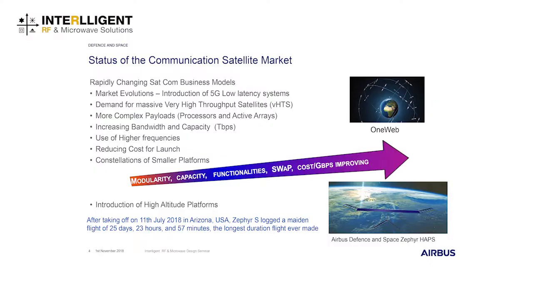But on the other side of things, as people may be aware, we're seeing reducing costs for launch, people like SpaceX producing reusable rockets. And of course, the kind of buzz phrase of the moment, constellations, new space, small platforms. But all of these are requiring a more modular approach with more capacity and functionality and size, weight and power. And very importantly, we're very focused on what is the cost per gigabit that we have to improve.